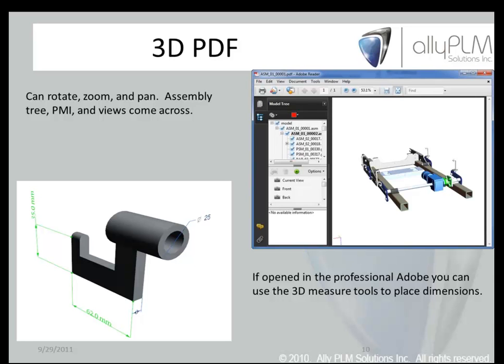If you have the professional version of Adobe, then you can measure the part using the 3D measure tools that Adobe has. So basically you send that out, and if your customer has the professional one, they can measure, and if they don't, they can open it in the free one and see all the stuff that you put in there.